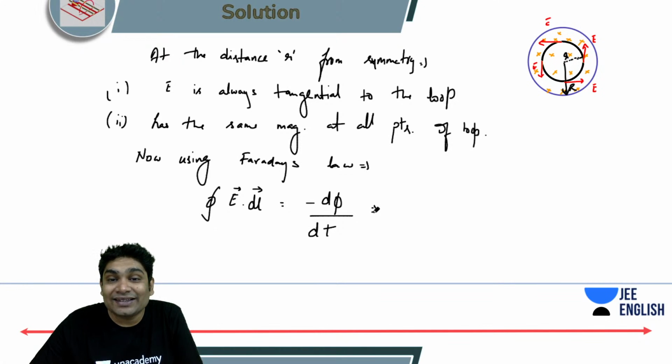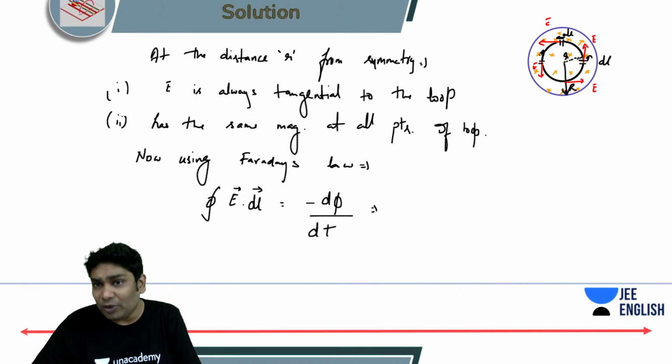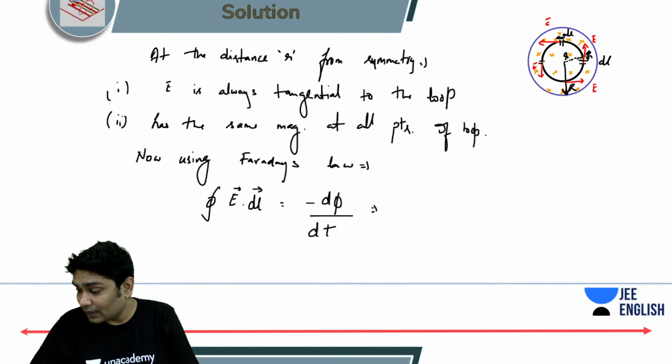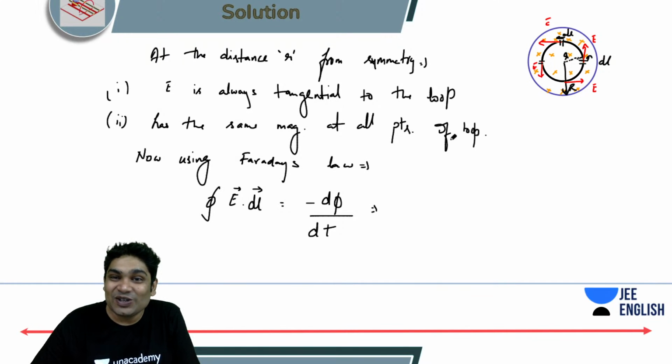Okay, so I can say that, and here you will realize E dot dl, the angle between dl vector and E vector at all times would be, so consider this is my dl vector. So dl vector is going to be like this, and E is also going to be like this. Here also dl is going to be like this. So at any point of the loop, the angle between the dl vector and E vector is going to be 0.